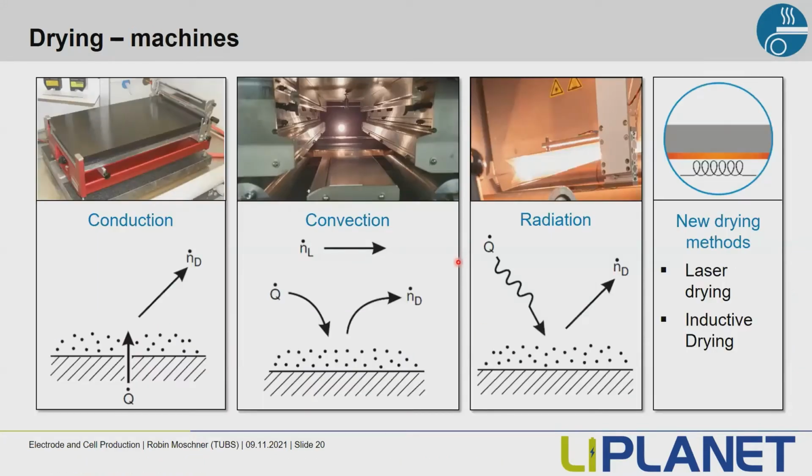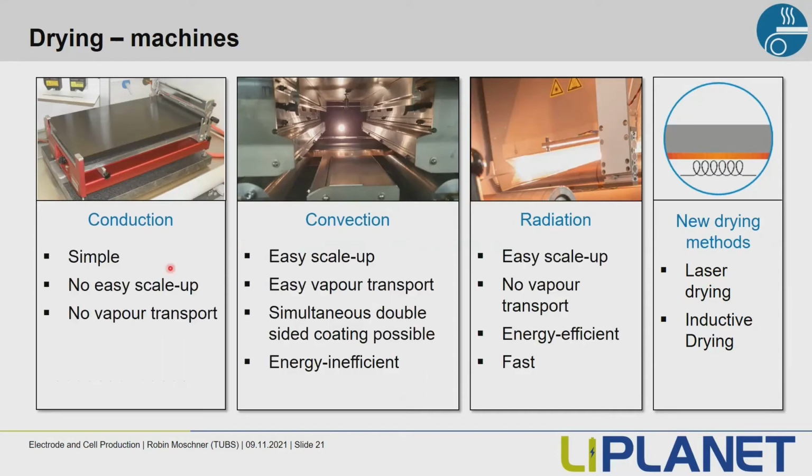Methods to dry an electrode are basically of three types. First, we can use conductive drying. So we have a heated plate, lay the electrode on top and dry it. Or we do convective drying. Convective drying means we have hot air, like in an oven, and dry the electrode with that. Or we do radiation drying, where we have infrared radiation and with it heat the electrode and dry it. But on the horizon, there are also newly emerging drying technologies, which are currently in basic research, like laser drying or inductive drying.